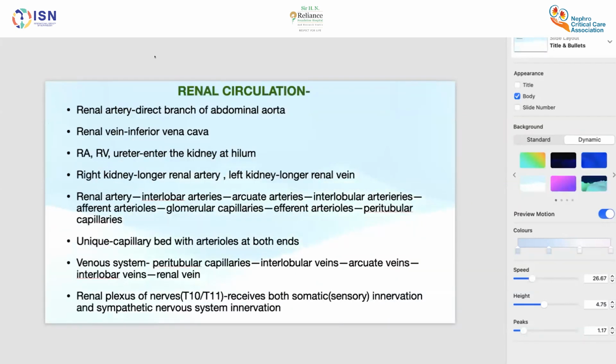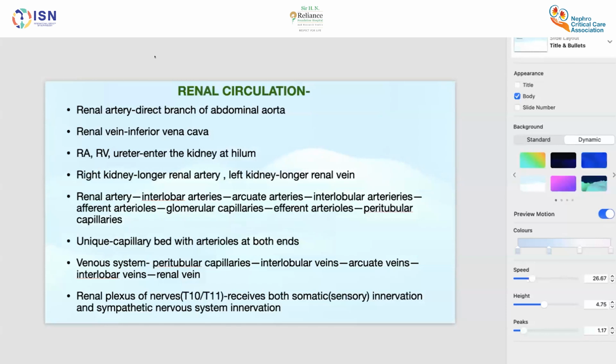Renal circulation. The renal circulation includes the renal artery, which is a direct branch of the abdominal aorta, and the renal vein, which drains into the inferior vena cava. The renal artery, renal vein, and the ureter all three enter at the medial side of the kidney at the hilum. The right kidney has a longer renal artery, and the left kidney has a longer renal vein. The renal artery divides into interlobar arteries, then arcuate arteries, then interlobular arteries, which give rise to afferent arterioles. Then it forms the glomerular capillaries and ends in efferent arterioles, and then peritubular capillaries.